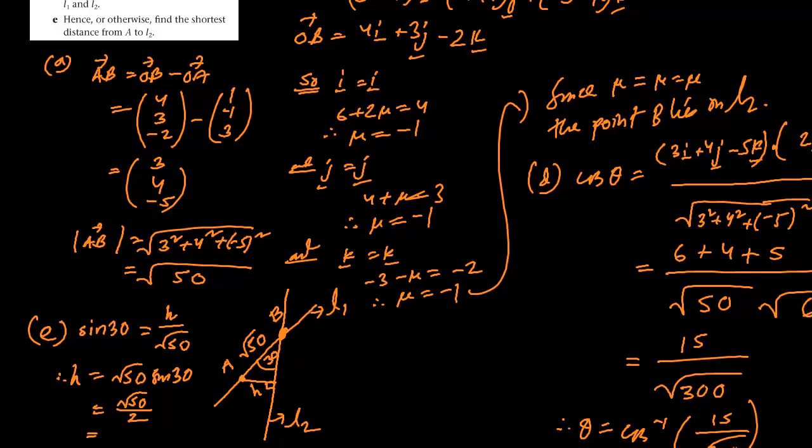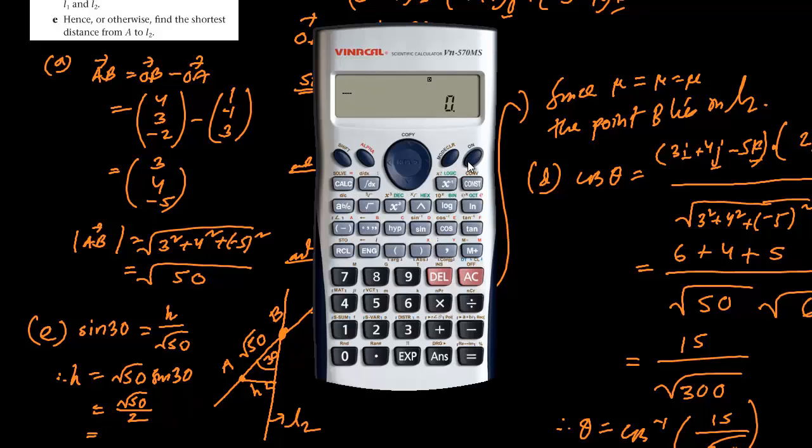It's better to find this in decimal places. So this is going to be square root of 50 divided by 2. So 3.54.